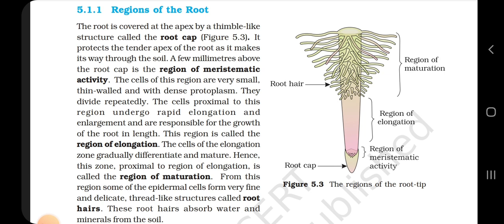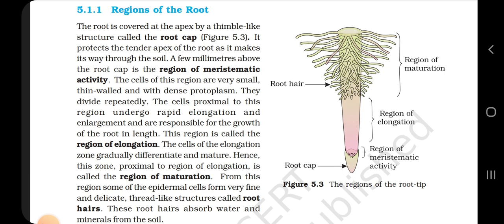It protects the tender apex of the root as it makes its way through the soil. A few millimeters above the root cap is a region of meristematic activity. The cells of this region are very small, thin-walled and with dense protoplasm. They divide repeatedly. The cells proximal to this region undergo rapid elongation and enlargement and are responsible for the growth of the root in length. This region is called the region of elongation.